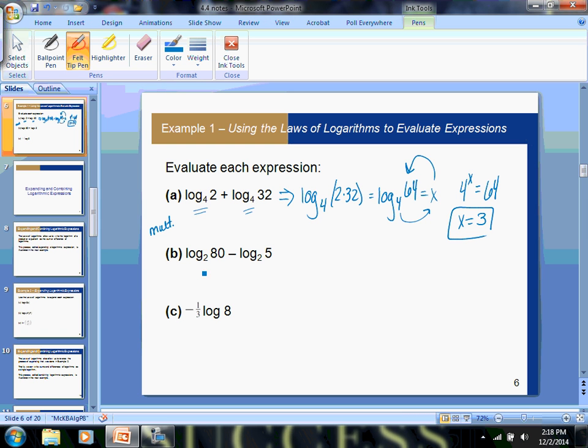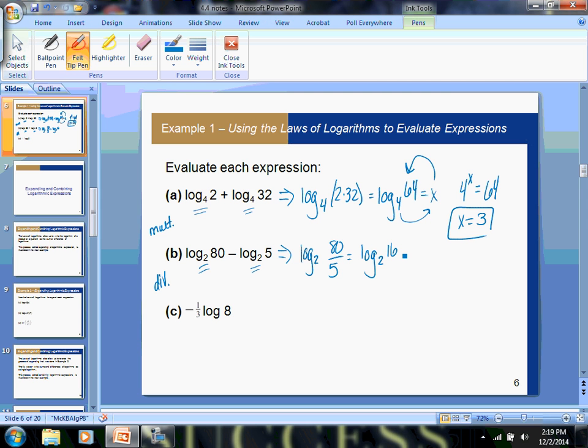Okay, for part B, we're going to do the same thing. We have log base 2 of 80 minus log base 2 of 5. So again, the logarithms have the same base, and they're being subtracted. So to combine them together into one expression, I'm going to divide. Now when you divide and subtract, order matters, so you go in the order from left to right. So when I rewrite this, it'll be log base 2 of 80 divided by 5. And 80 divided by 5 is 16, so this is really log base 2 of 16.